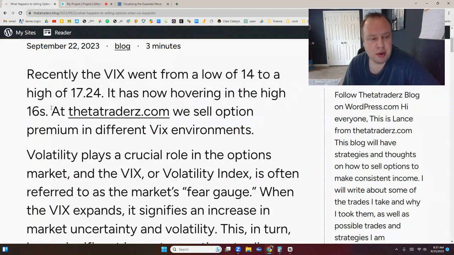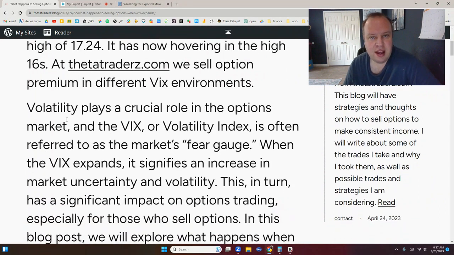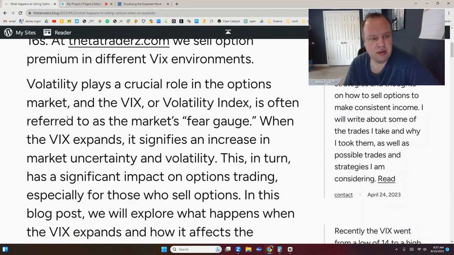So at thetatraders.com, we do sell premium in different VIX environments, and we look at different situations where you might want to sell additional premium. In general, you want to sell additional premium when the VIX is high, and then possibly sell a little less when the VIX is low.